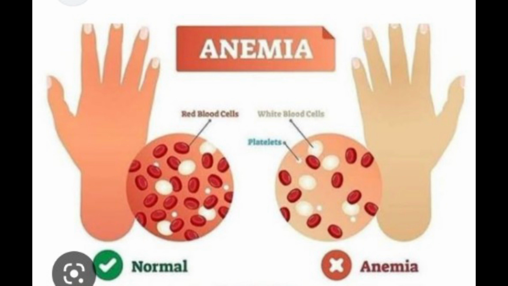to 4 years 11 grams per deciliter, child 5 to 11 years 11.5 grams per deciliter, child 12 to 14 years 12 grams per deciliter. Non-pregnant women 12 grams per deciliter, pregnant women 11 grams per deciliter, men and adult boys 13 grams per deciliter.